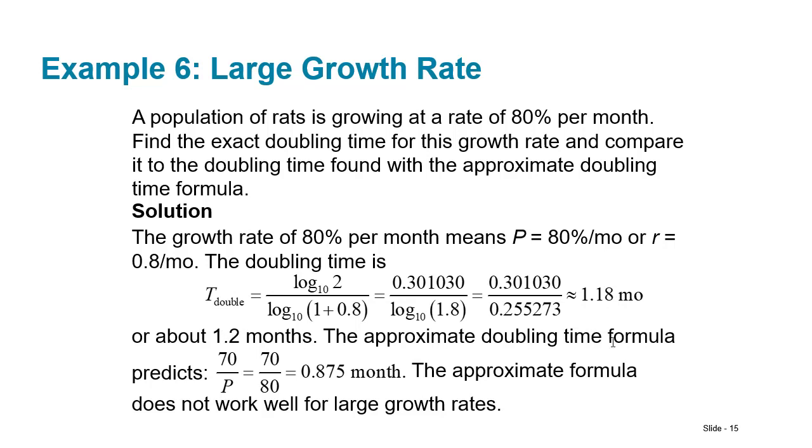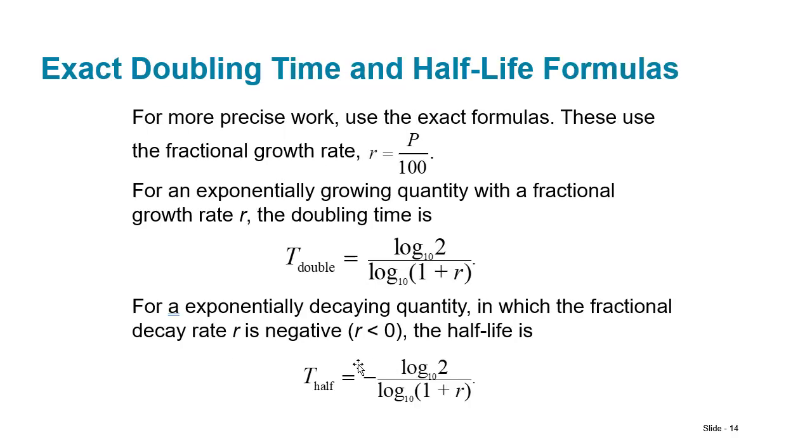Now the approximate doubling time formula would be 70 over P, or 70 over 80, or 0.875 months. And you can see the approximate formula does not work well for large growth rates. We said it falls apart for anything above 15%. So that's why we need to use the exact formula. And really, we should always be using the exact formula because it's really not that difficult. So this is the formula you want to memorize, and this is the formula you want to use.